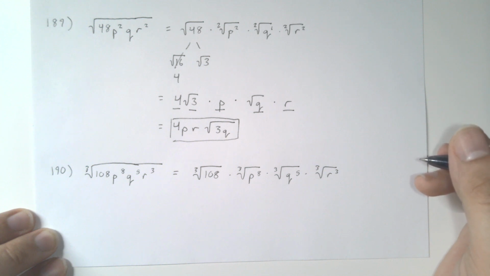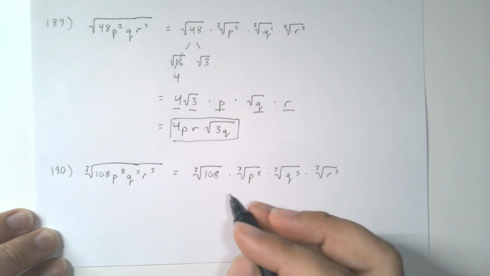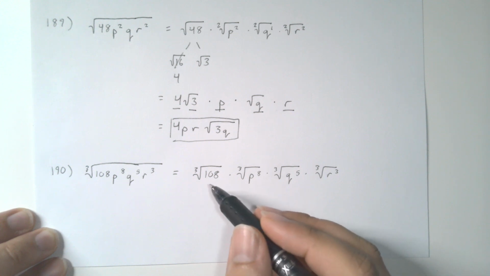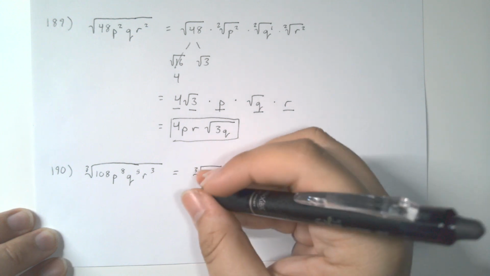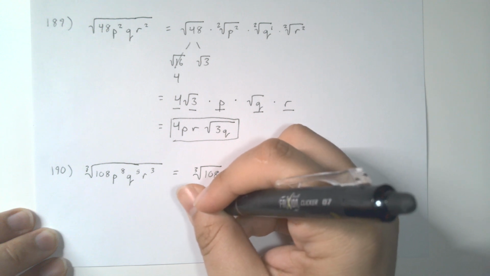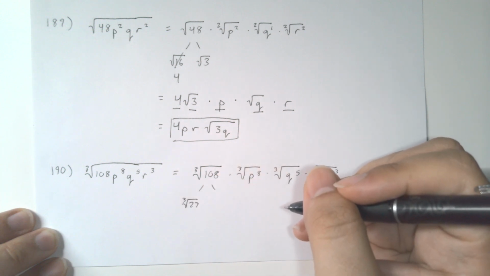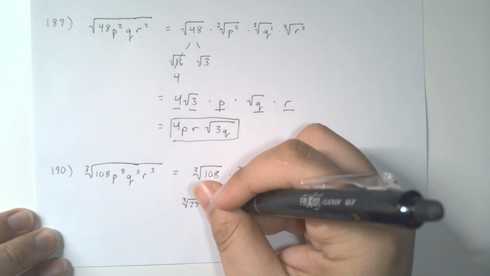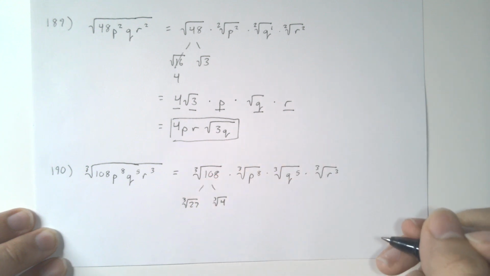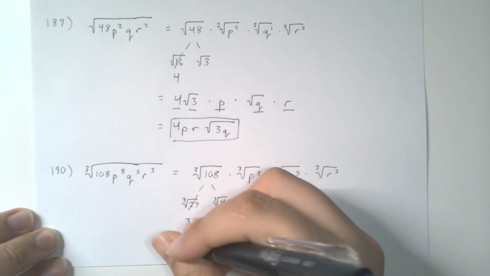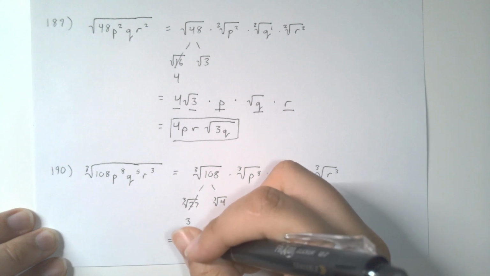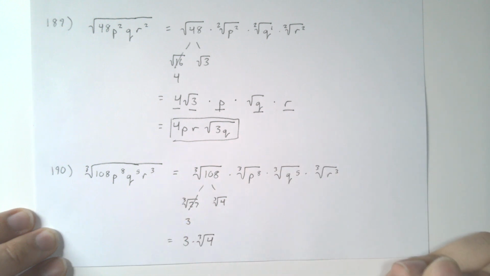And we ask ourselves, what's the biggest perfect cube that 108 is divisible by? So you'll have to check your chart, and after a little bit of introspection there, you'll see that that is the cube root of 27. So 27 times 4 is equal to 108, and the cube root of 27 is 3. So that means we have 3 times the cube root of 4.